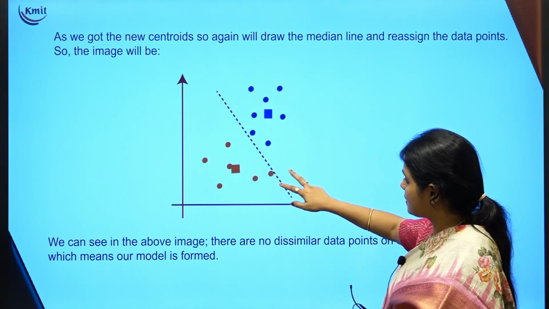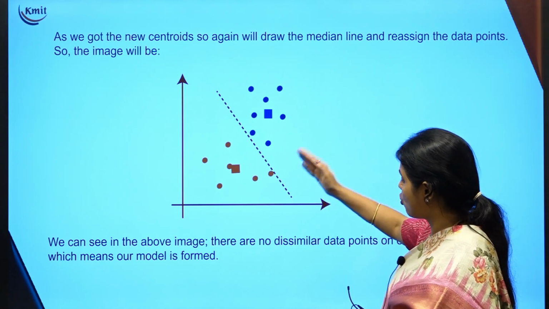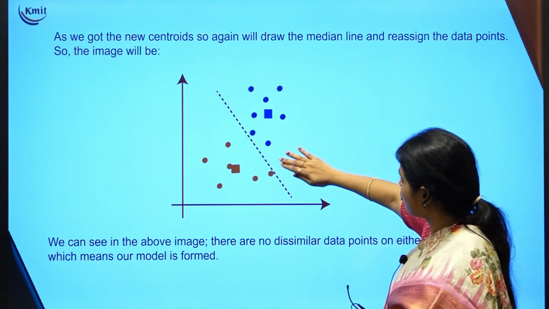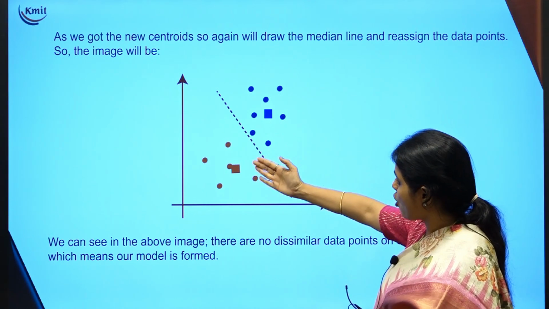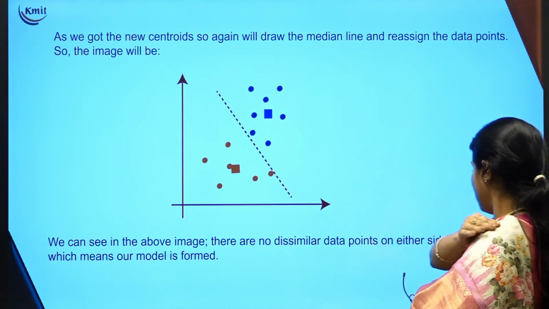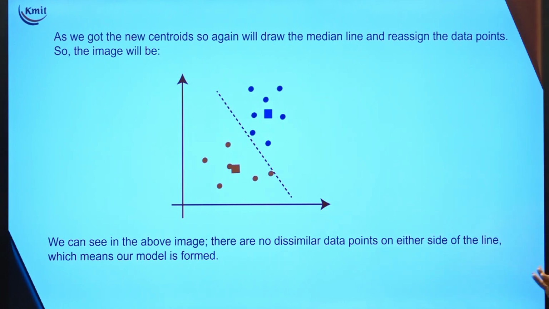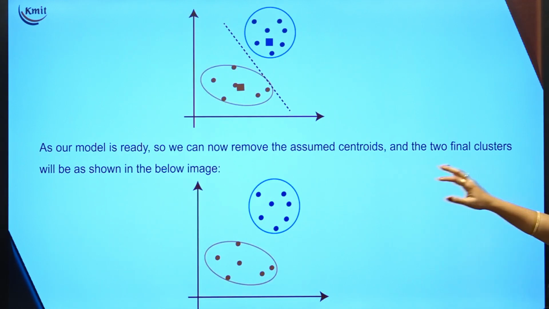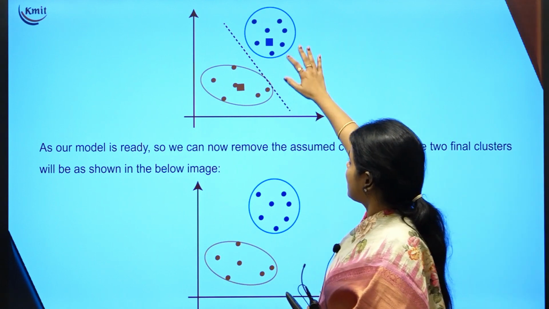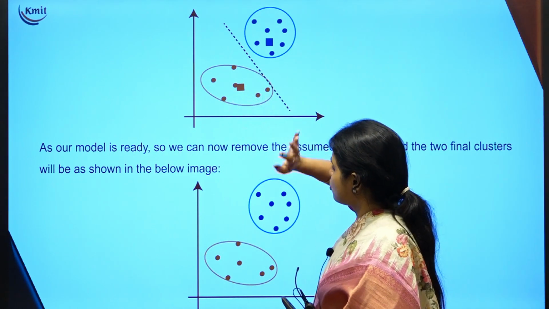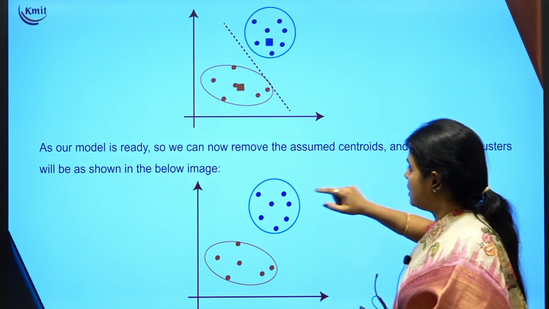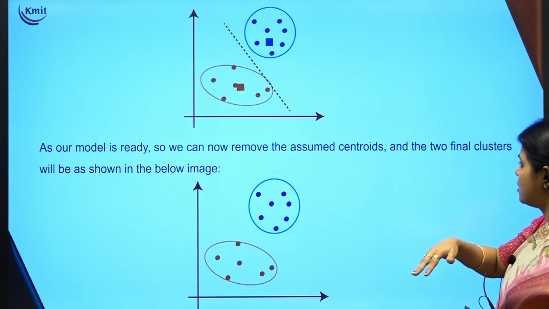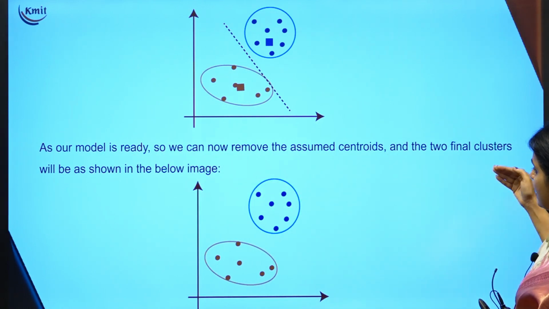Now as you can see in this particular image, there are no dissimilar data points. All blue belongs to this particular centroid, all yellow or orange belongs to this particular centroid. On either side of the lines, I have no dissimilar data points, which means that my model is now finally formed. Once I am done with this, I'll group this into one cluster and this into one cluster. As our model is ready, we can now remove the assumed centroids and then finally calculate 2 clusters.